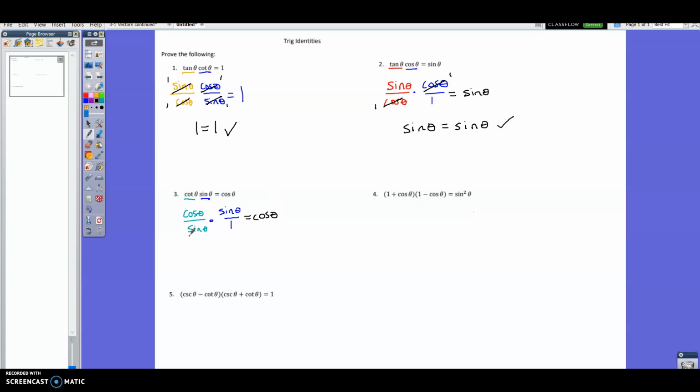So if we look here, we have a sine on top, sine on bottom. So they're going to cancel each other out to become 1s. So over here, if we multiply all that out, we get cosine theta. And over here, we have cosine theta as well, which is a true statement.